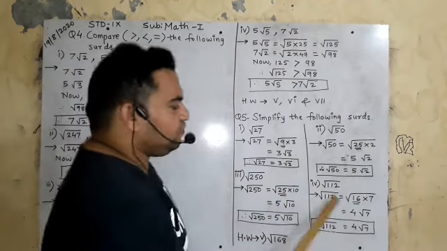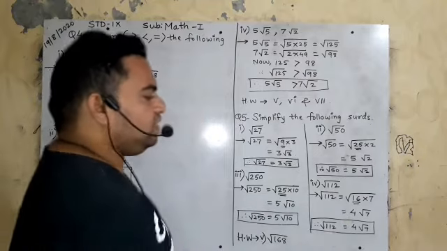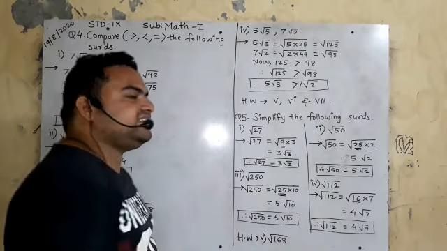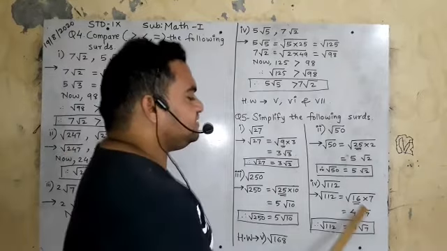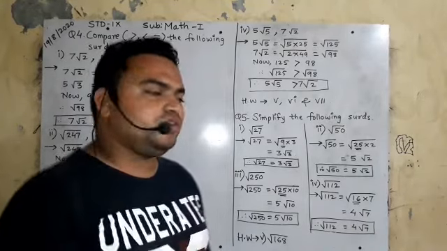Okay, now see here, square root 112. So it is 16 sevens are 112. Why will we take only 16 sevens? Because 16 is the perfect square of 4. So it will be 4 into square root of 7.